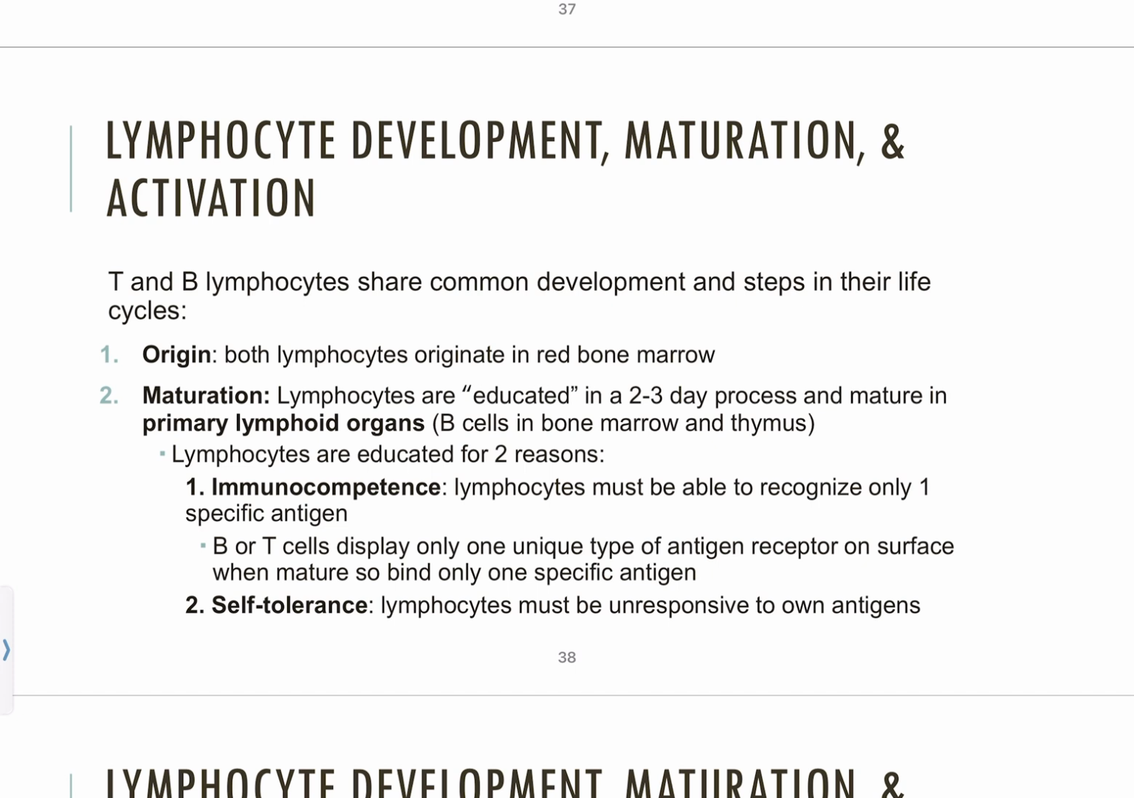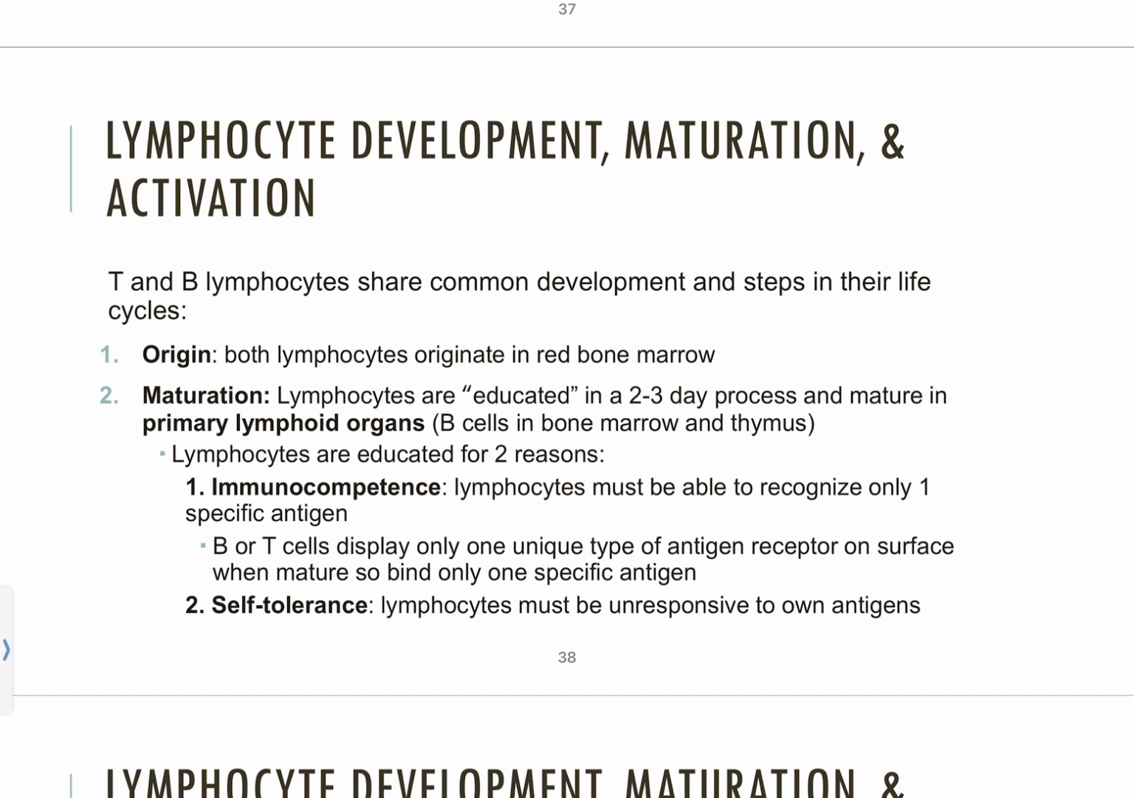If it's a B lymphocyte, it's going to stay in the bone marrow and undergo the maturation process. If it's a T lymphocyte, it's going to leave the bone marrow and travel to the thymus to undergo maturation. When we talk about the maturation or education process, what we're really talking about is the lymphocyte gaining immunocompetence, meaning that it's able to recognize only one specific antigen and is only going to have one specific receptor for that type of antigen on its surface.